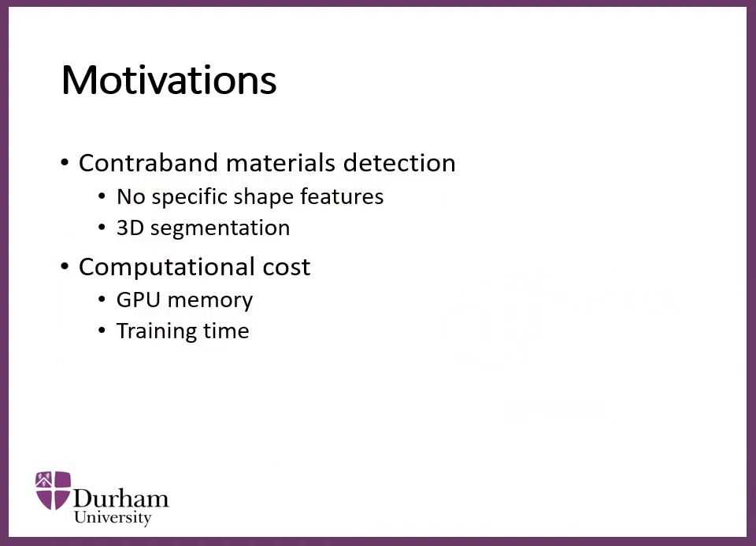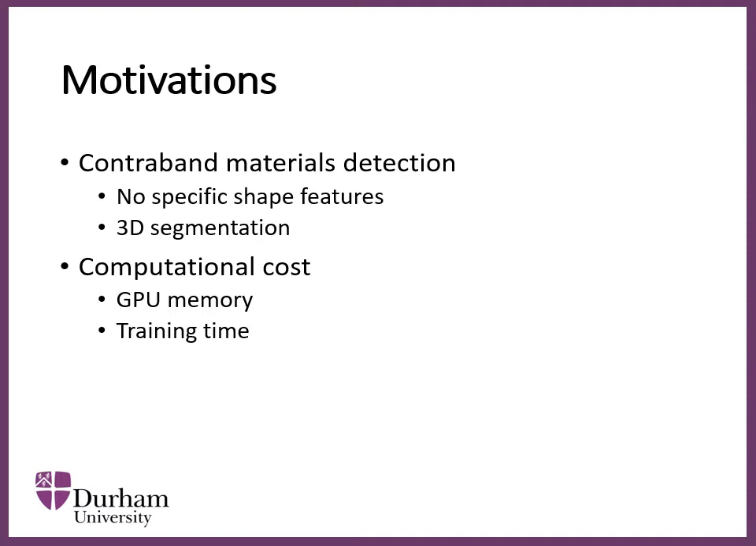Our work in this paper was motivated by two points. First of all, contraband material detection using 3D CT imagery is a challenging task. Firstly, as we have mentioned, contraband materials can be of any arbitrary shape, which is determined by the containers. As a result, appearance features are no longer useful for material detection. So it is usually formulated as a segmentation problem rather than a detection problem.